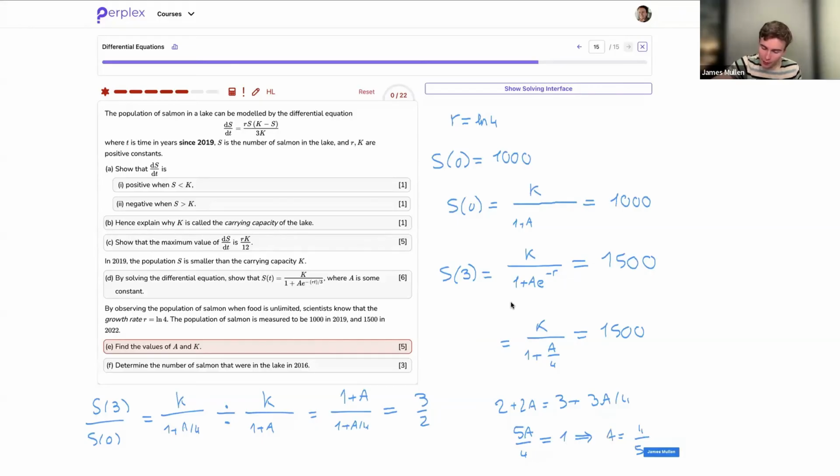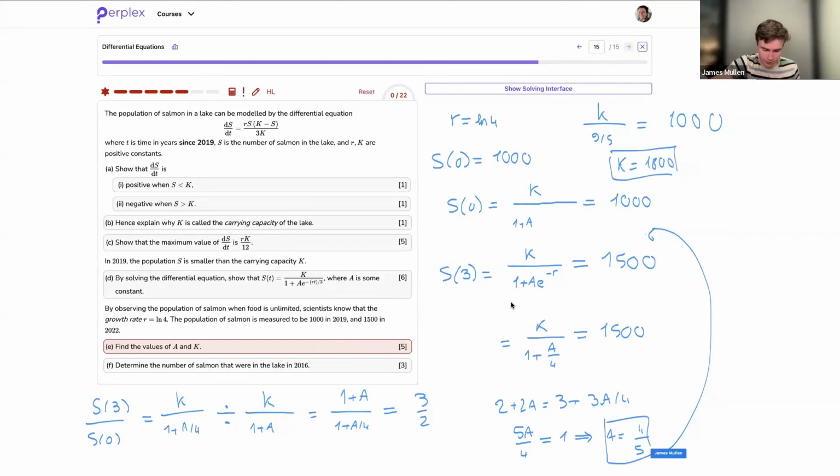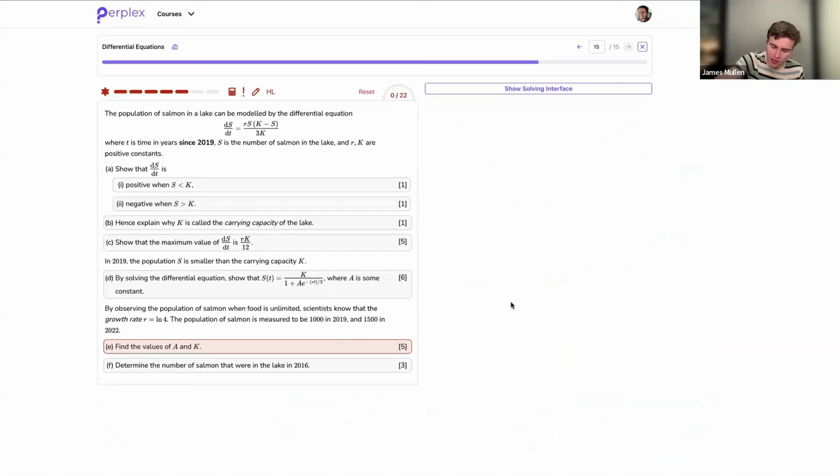Now, to find k, I can plug that back into here, for example. I can say that k over 9 over 5 is equal to 1,000, and therefore, k is going to be equal to 1,000 times 9 over 5. 1,000 over 5 is 200, and then times 9 gives 1,800, so k is equal to 1,800. And those are my answers. I'm just going to write those down because we're going to need them for the last part. k is equal to 1,800, and a is equal to 4 over 5.